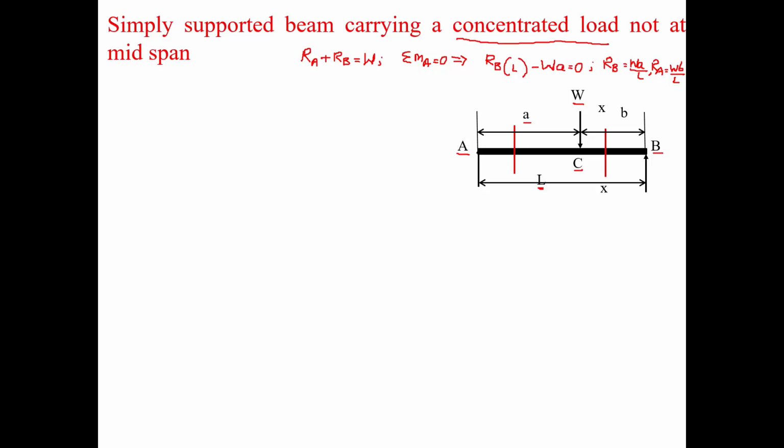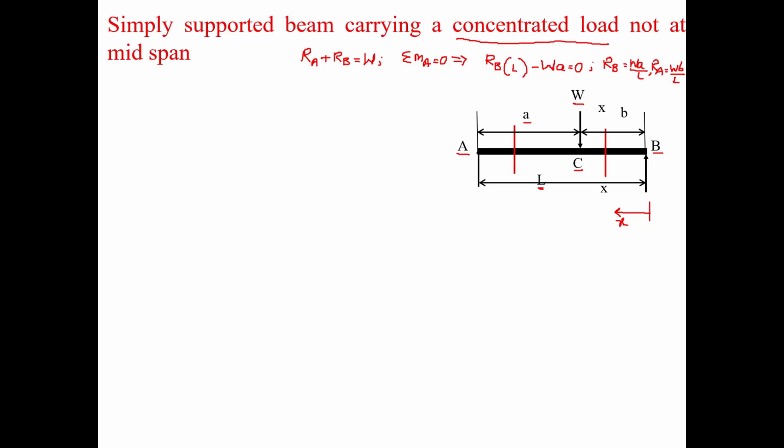Once we get these reactions, it is up to us which point we want to take as a reference point. For example, in a cantilever beam we could take the free end as a reference point and things become slightly easier as far as the calculations are concerned. But in simply supported beams, you can choose either support A or support B as a reference point. Here let us say we choose support B as the reference point, so we take a section at a distance x from point B.